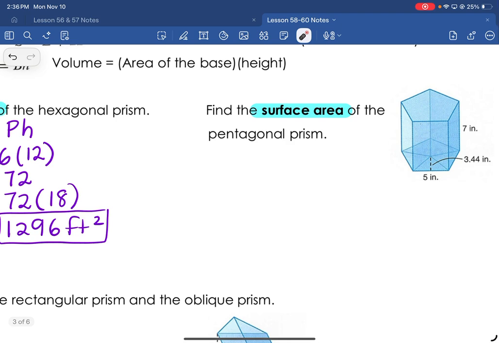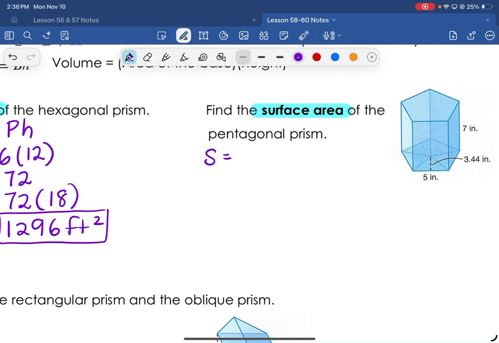Okay. This one over here asks us to find the surface area of the pentagonal prism. See what I mean? They just changed it. It was a hexagon, now it's a pentagon. This is a prism, it might be a pyramid next, see? What is the formula? Lateral area plus 2 times the area of the base, added together. So that's the formula for surface area: lateral area plus twice the area of the base.